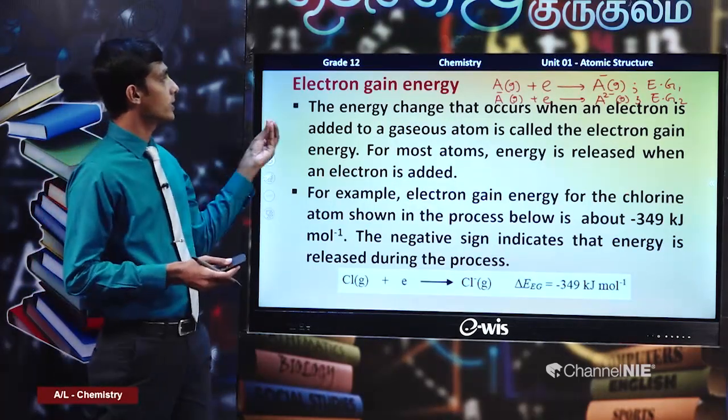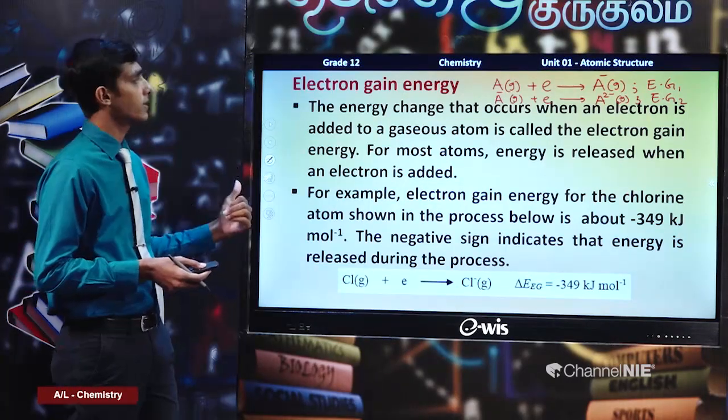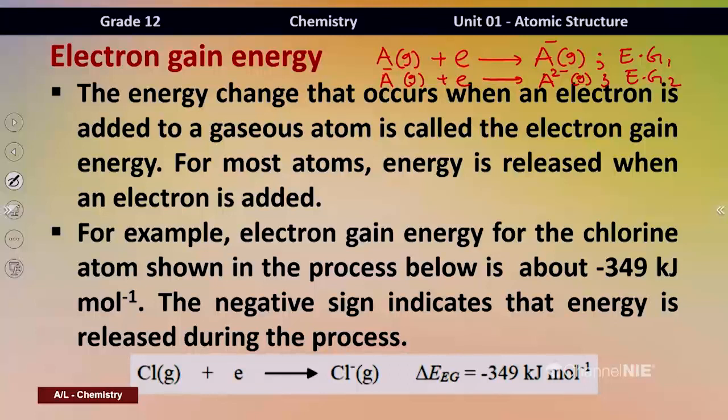You can see the energy change that occurs when an electron is added to a gaseous atom, that is called the electron gain energy. For most of the atoms, energy is released when an electron is added. For example, electron gain energy for chlorine is about minus 349 kilojoules per mole. That negative sign indicates that energy is released during the process.